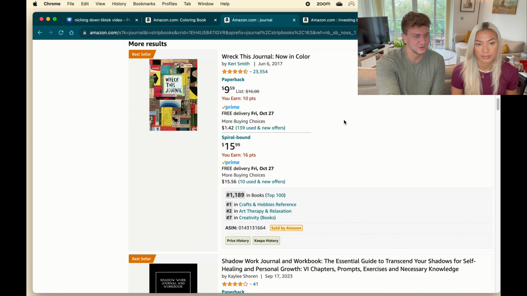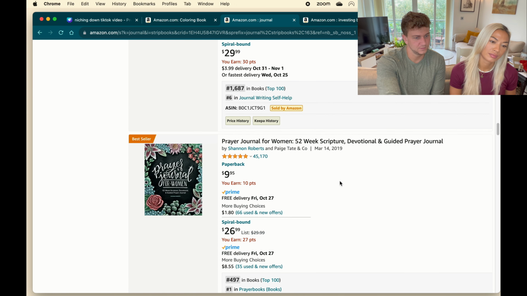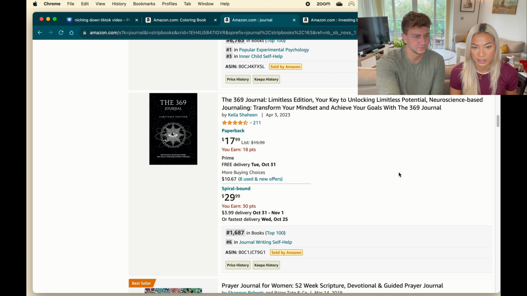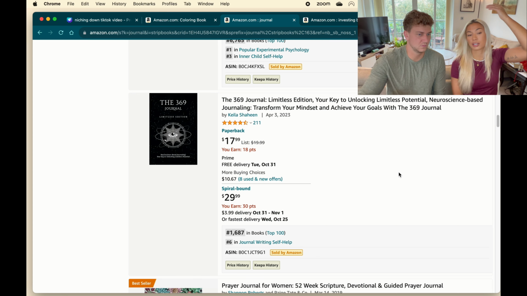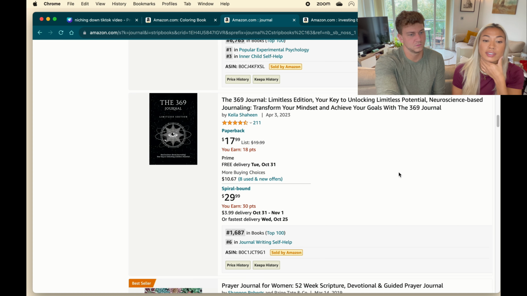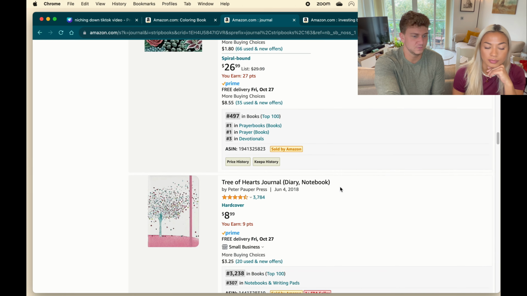Okay, don't wreck this journal. More shadow work. The 369, that is actually quite, what's that? It's about like manifesting stuff. So I've heard that before. I think it's actually something that's getting quite big, but that's just another example of niching down. It's a type of manifestation. Okay. And then a prayer journal as well. That's a lot more specific than just a journal.